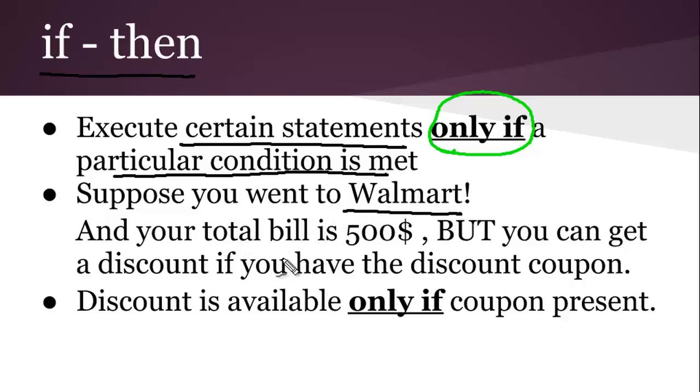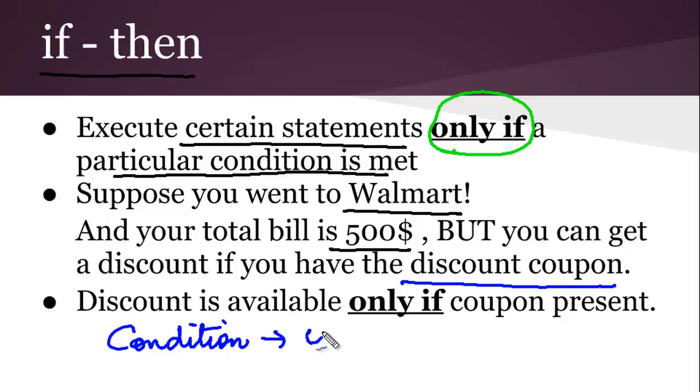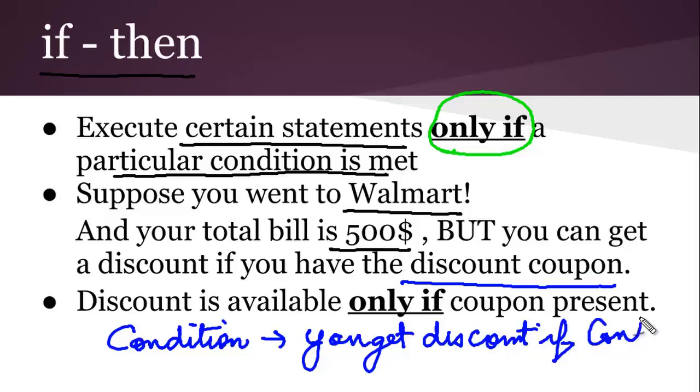Suppose you went to Walmart and your total bill was 500. But there is an offer going on there and you can get a discount if you have the discount coupon. But the discount is only present if you have the discount coupon. So remember, we have the condition that you get a discount if the coupon is present.